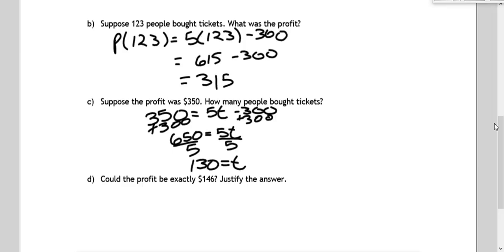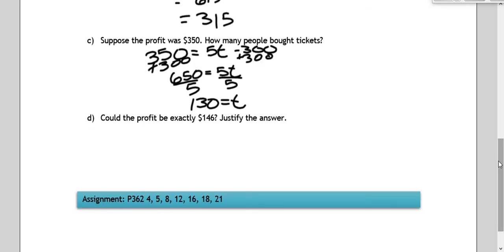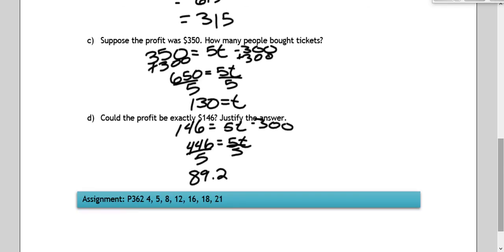Could the profit be exactly $146? Justify the answer. Okay, so let's take that and let's plug it in. So if this was 146 is equal to 5t minus 300, we add 300 over and we get 446 is equal to 5t, and we divide by 5. We get 89.2 is equal to the tickets. So no, because the tickets cannot be sliced. You need to have one whole ticket.